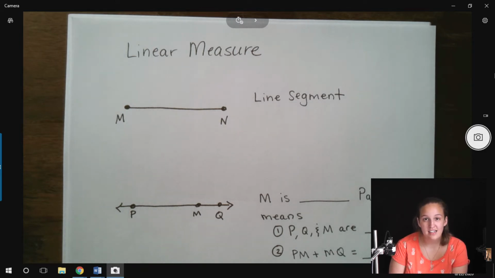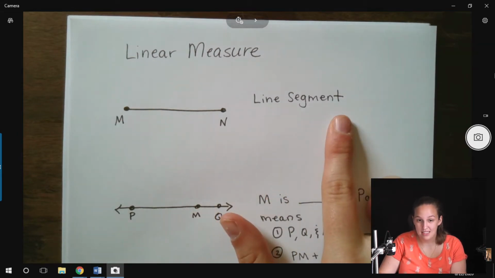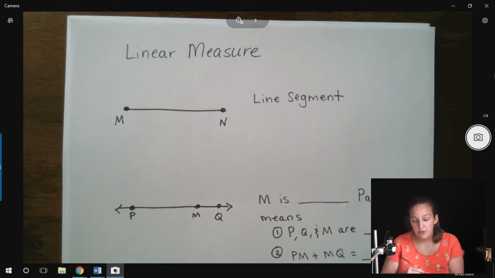Alright, so if you want to measure something, it has to have two endpoints. Because if it didn't, if you were measuring a line, you would measure in both directions forever. So in order to measure it, you have to have two definite ends, which is why you measure line segments only.